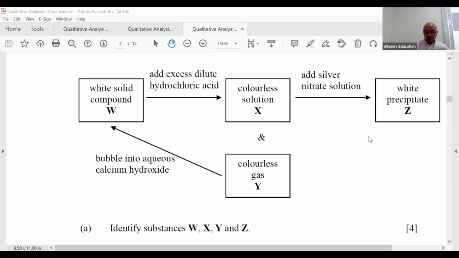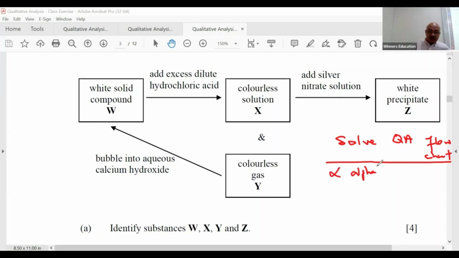So how do I solve QA? This is my strategy, to solve QA, the flowchart question. I will never go by alphabetical order in terms of solving unknowns. I will also never follow the arrow. People say you must start from the top to bottom, or the start to the end, I won't.